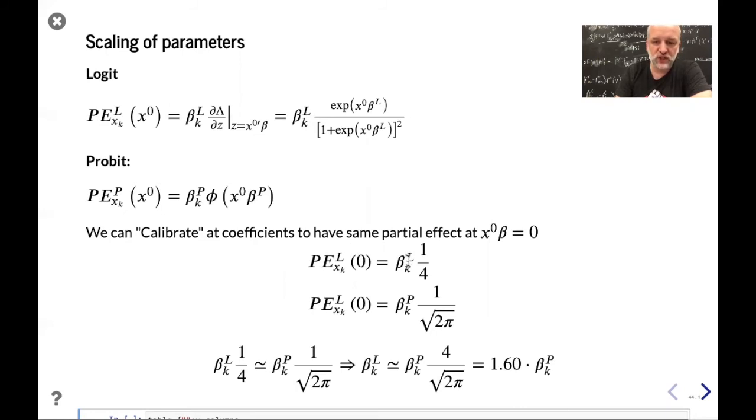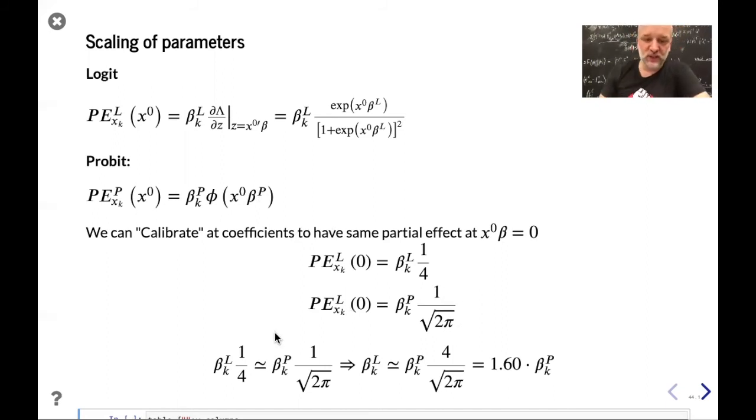Then in the logit case, you get the coefficient from the logit divided by 4, because the mode of the density for the standard logistic distribution is 1/4, right? You got the exponential of zero, that's one. And then you got 1 + 1, that's 2 squared, that's 4, so that's 1/4. And for the probit model, that same number is 1/√2π.